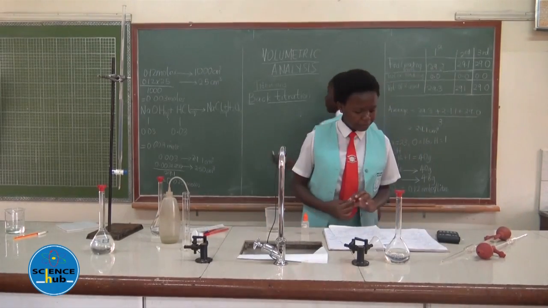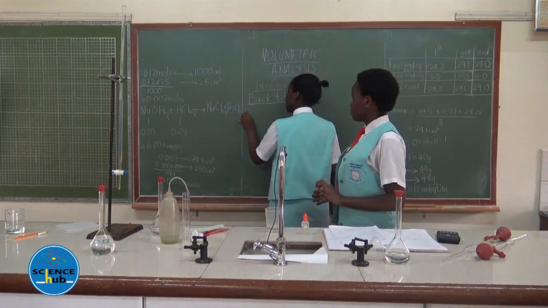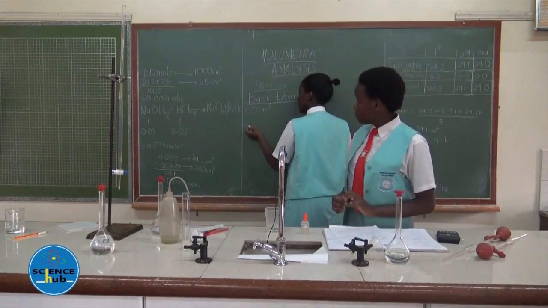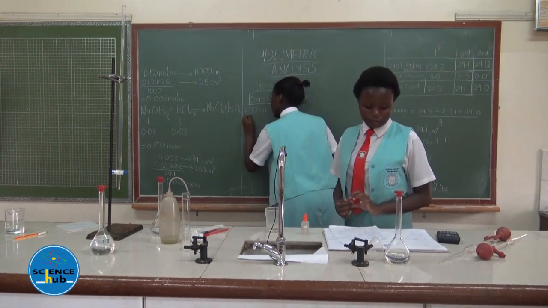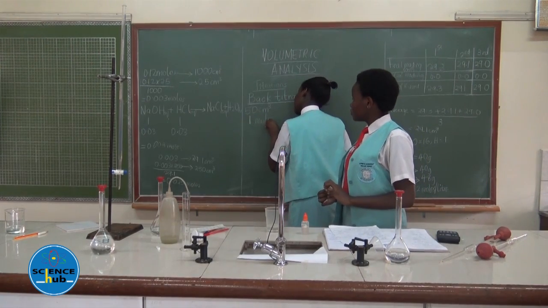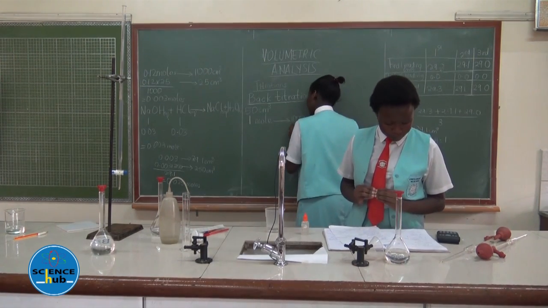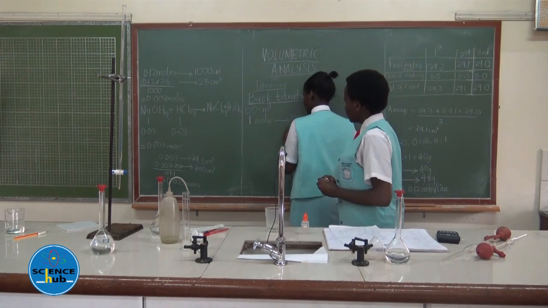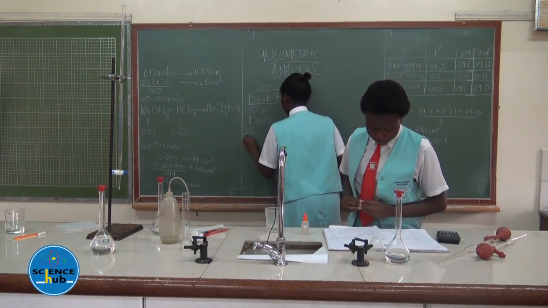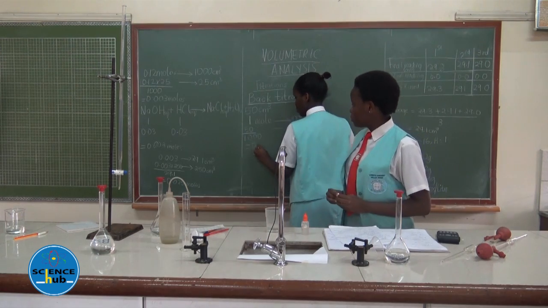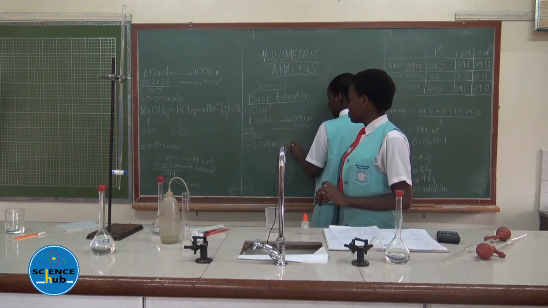So we all know that the burette has 50 cubic centimeters, and we have been given the molarity of hydrochloric acid as 1 molar. So we'll say 1 mole is in 1,000 cubic centimeters. How about the 50 cubic centimeters? It will be 50 over 1,000, which is 0.05 moles. So these are the moles provided.